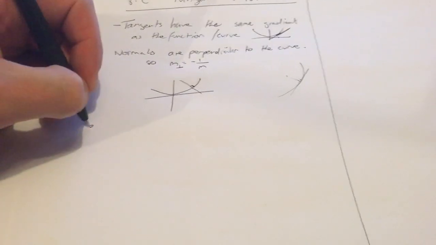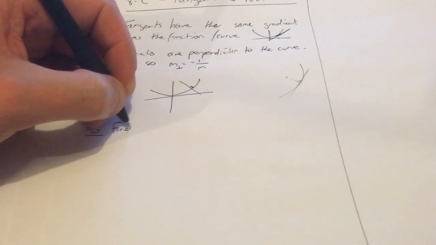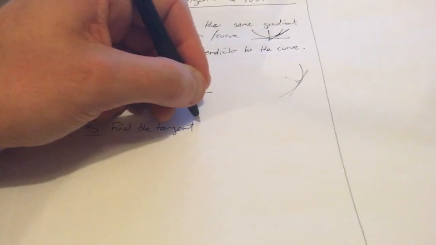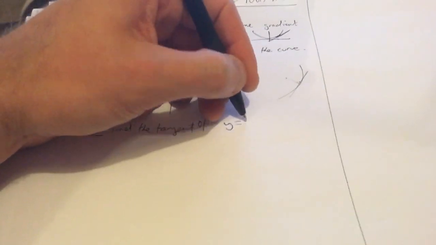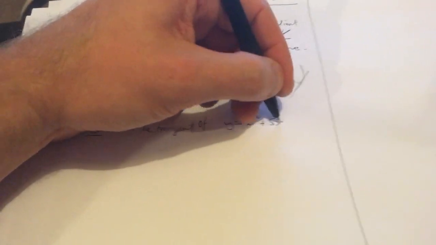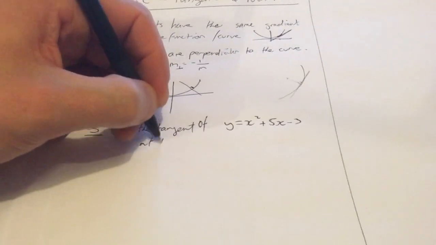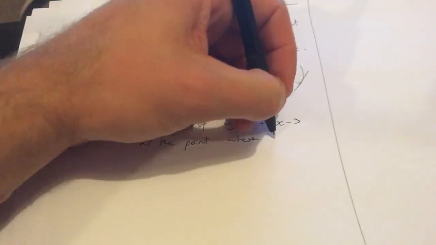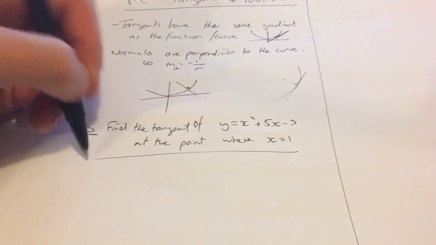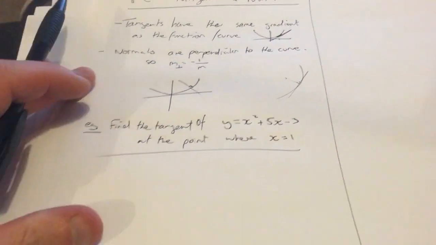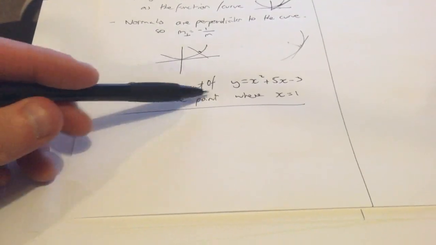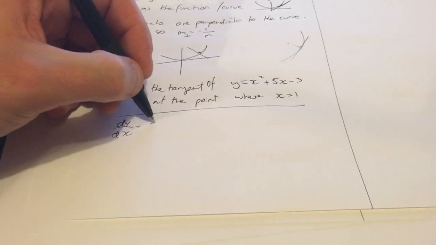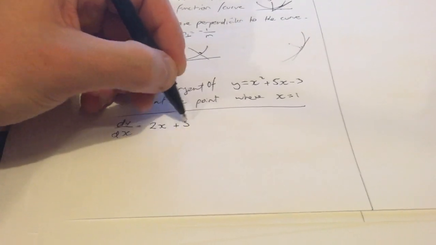For example, we'll try an easy one first. Find the tangent of y equals x squared plus 5x minus 3 at the point where x equals 1. First thing, let's find the gradient. We're going to differentiate this, so dy by dx is 2x plus 5.